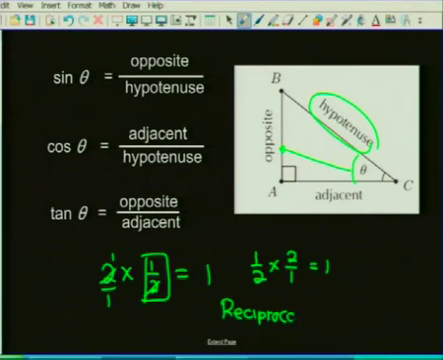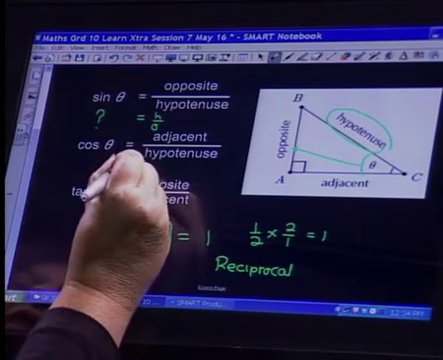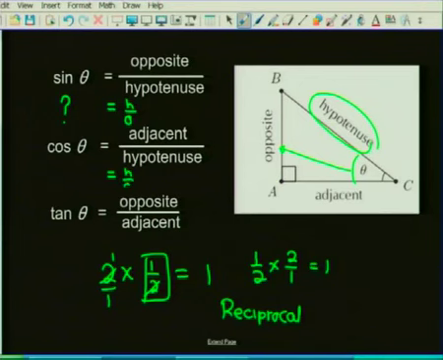So if we look at these ratios, and I'm talking about the sine being opposite over hypotenuse, the reciprocal would be hypotenuse over opposite, and that means I must define a new ratio. Likewise over here, this would be hypotenuse over adjacent, and I need to define a new ratio, and over here I would change it to adjacent over opposite and define a new ratio.